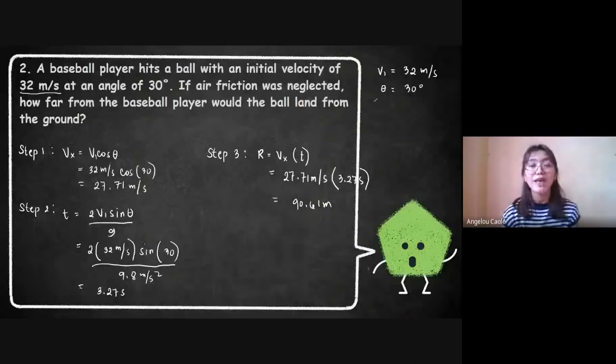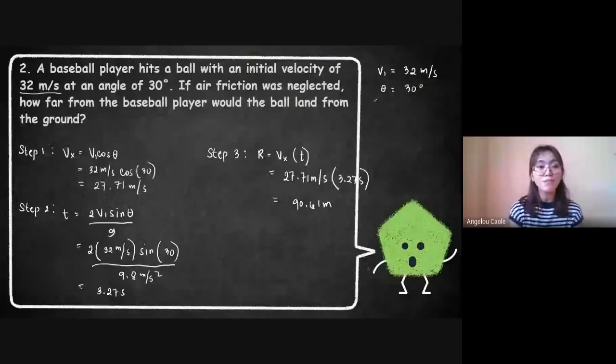I repeat, the reason why we have to calculate the value of Vx is because we only have the initial velocity, and the problem is pertaining to the horizontal component. That is why we have to indicate the horizontal velocity and not the initial velocity. So for step 1, find the horizontal velocity, which is Vi cosine theta, and it gives us 27.71 meters per second.